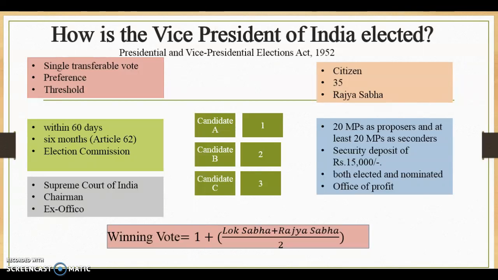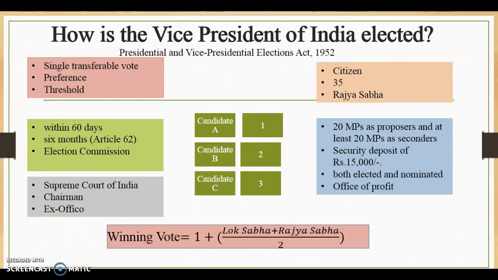In this election process, both elected and nominated members of the Parliament are eligible for voting. If you remember, in the election of the President of India, we found that only elected members were eligible to vote, but not the nominated members. But here the case is opposite. Here both elected as well as nominated members are eligible to vote. And we follow the single transferable vote, that is, the preferential voting system.